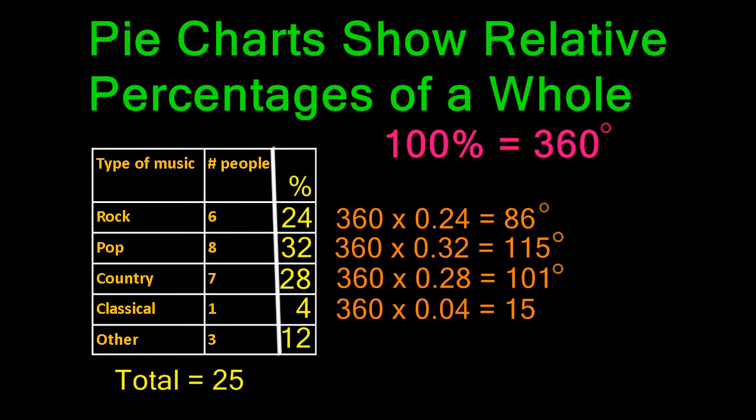Classical music is only 4%, 360 times 0.04. That gives us 15 degrees. So this will be a pretty small angle representing classical music on the circle.